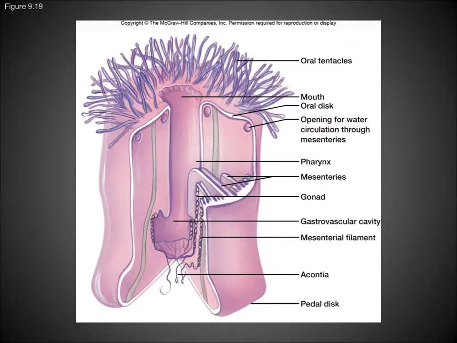This is an image of an anemone. And here is the internal structure of an anemone. So these are the separations that I was talking about. And here is the mouth, which leads through the pharynx and then finally to the gastrovascular cavity.